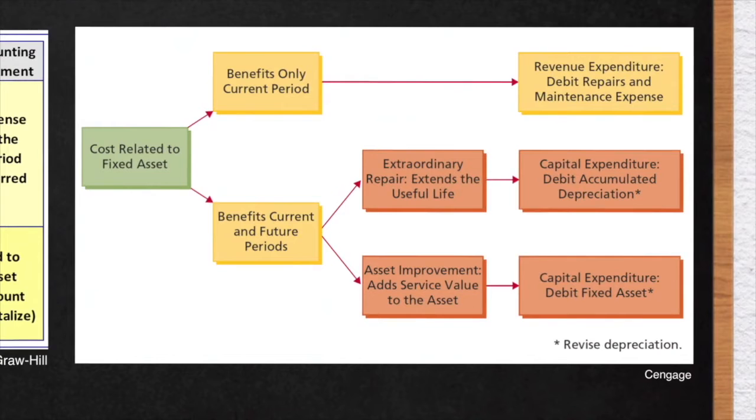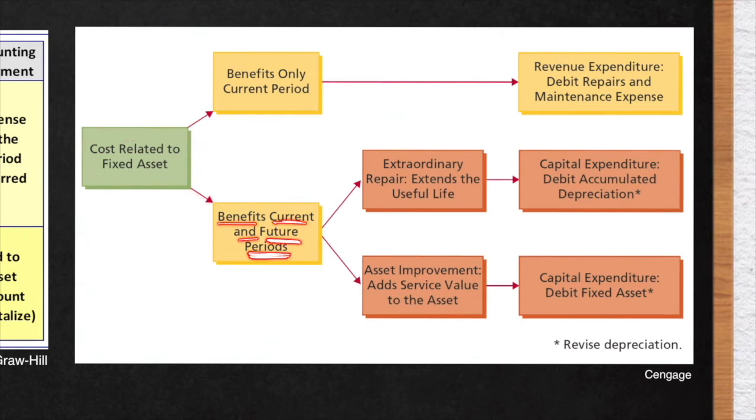I actually like this next chart better. So costs related to the fixed asset. All right, if it benefits only the current period, like that oil change that I was talking about, that's actually called a revenue expenditure. Normally, you would just debit the repairs and maintenance expense account. So just little things to keep the fixed asset going, and it happens periodically. It doesn't cost that much.